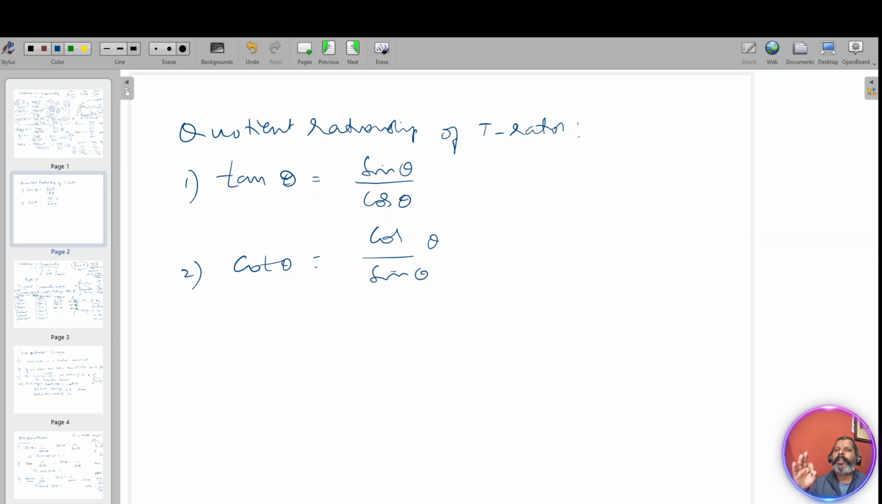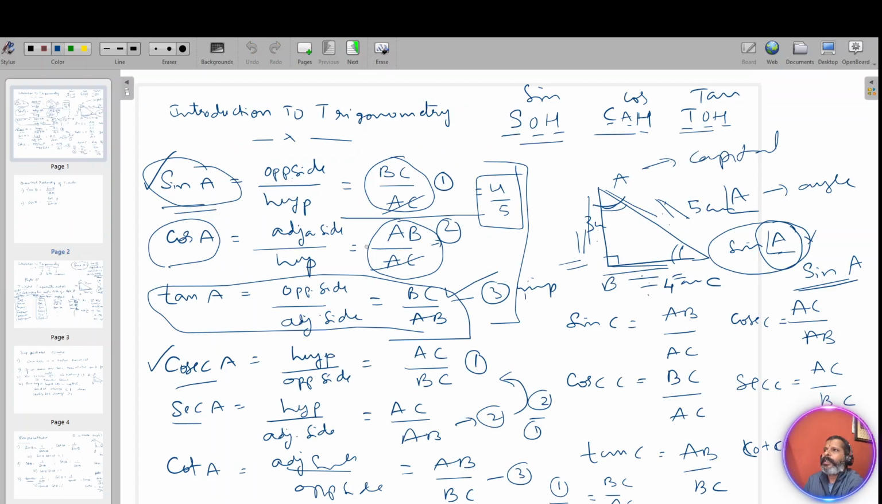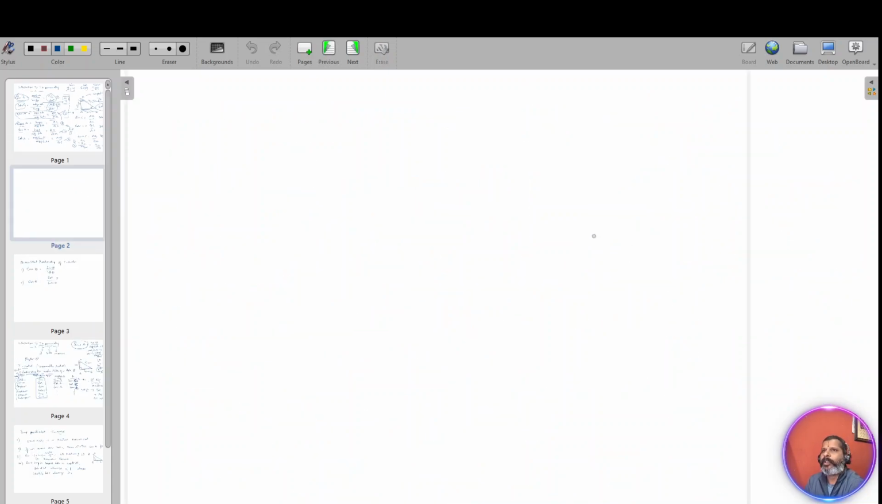Okay. Please understand, this is a very new topic for us. We'll just recap before we wind up the class. Sine is opposite by hypotenuse. We'll recap with a new page. Let's see. I'll draw another figure. Theta, A, B, C. Okay. So we'll just recap. Sine theta is AB by AC, that is opposite by hypotenuse.